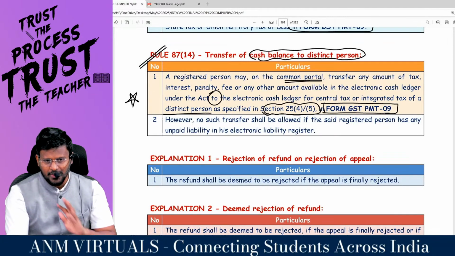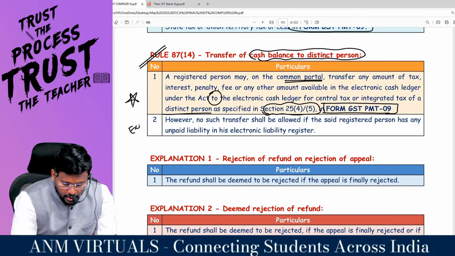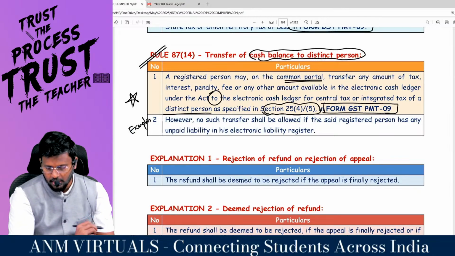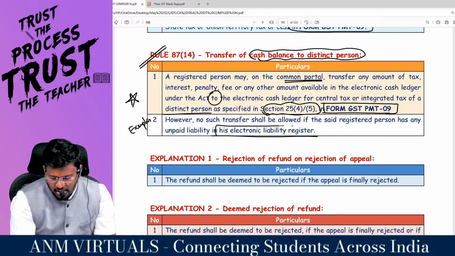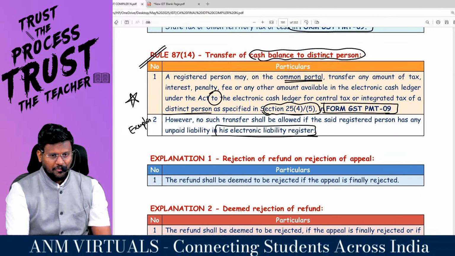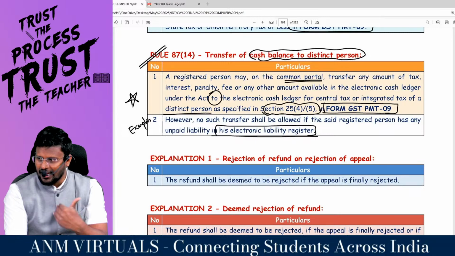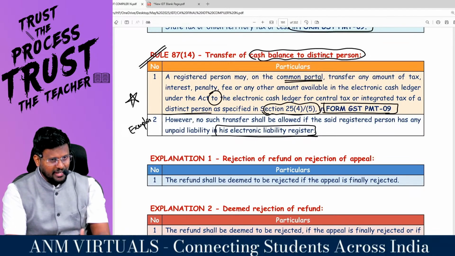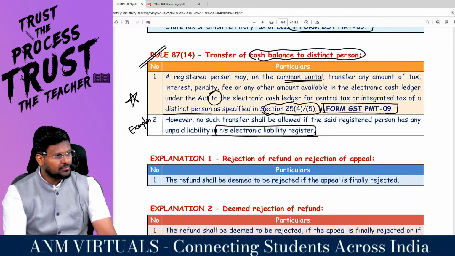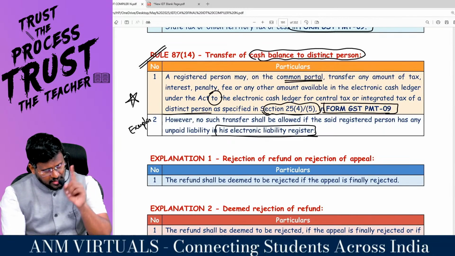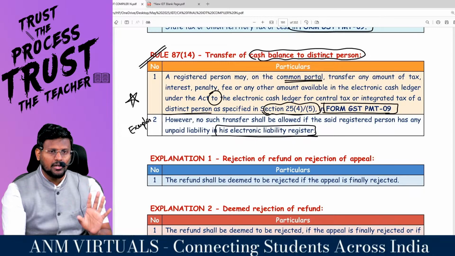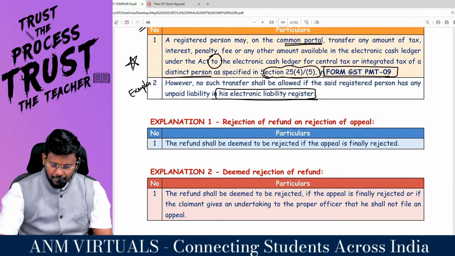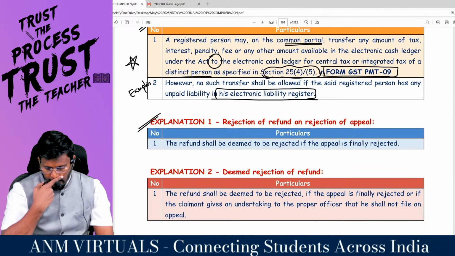However, no such transfer shall be allowed. They are talking about an exception. Alright, sir. If the said registered person has any unpaid liability in his electronic liability ledger. For example, if I myself am having a liability under the electronic liability ledger, the government is saying that first you pay your liability. Then any balance available can be transferred to the distinct person for the payment of that. Right, sir? Explanation number 1.